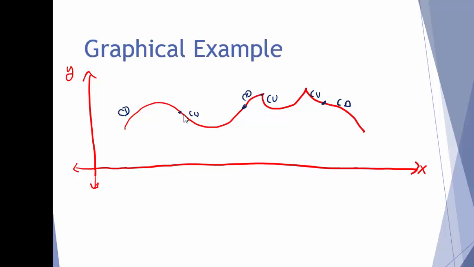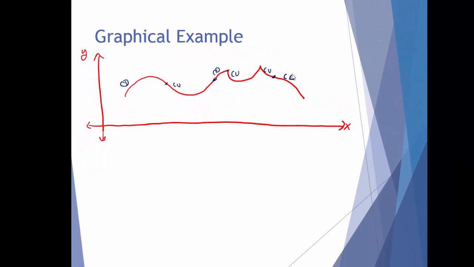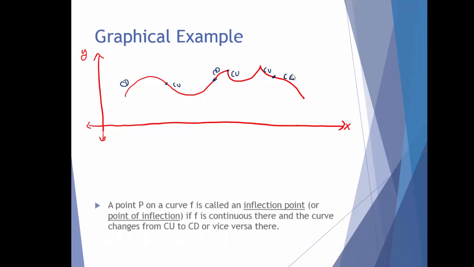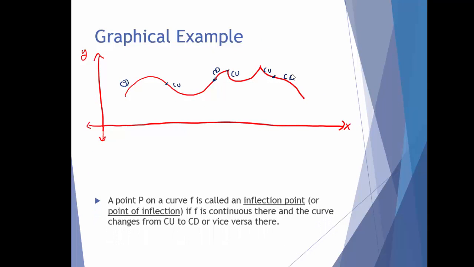Now, all of these points where we're switching from concave up to concave down, or vice versa, have a specific name. A point P on a curve is called an inflection point, or a point of inflection, which, by the way, you will sometimes see abbreviated as IP, if f is continuous there, and the curve changes from either concave up to concave down, or vice versa there. It doesn't matter which way it switches. It's called a point of inflection or an inflection point regardless.